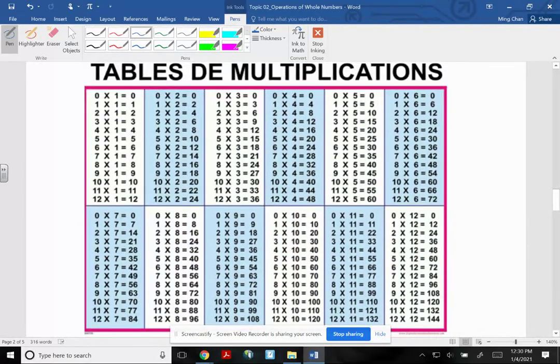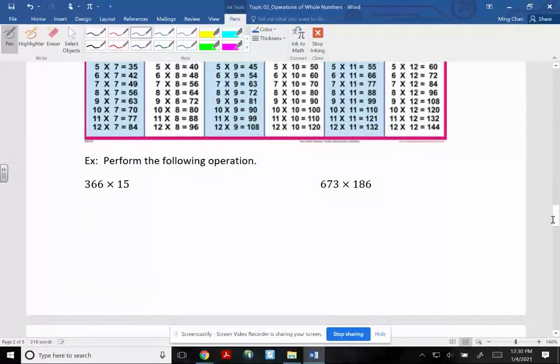So make sure you know your timetable. Let me refresh your memory as we go along the semester. Your memory will come back. So again, got to line them up by the place value. 366 times 15. So 5 times 6 is 30. Carry 3. 5 times 6, 30 again, plus 3 is 33. Carry 3 again. 5 times 3 is 15. 15 plus 3 is 18.